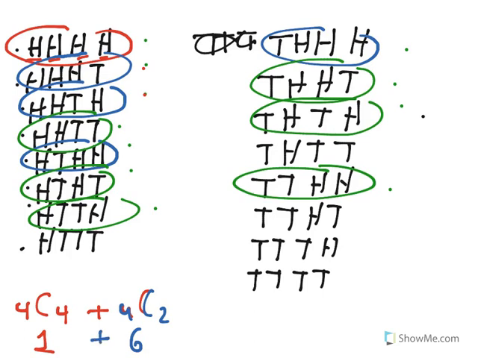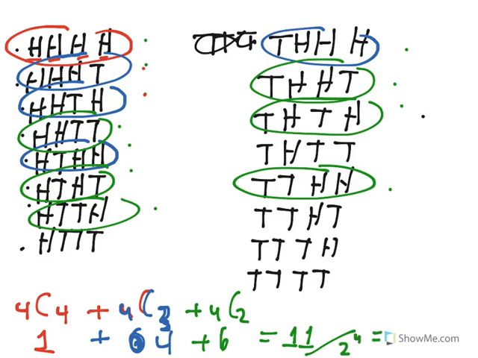Oh, sorry, I should have said 4C3. 3 heads and a tail, which is 4. And then finally, 4C2, which equals 6. And those 3 things add up to 11. And in the denominator, we put 2 to the 4th power. So this gives us a nice way to do it. By the way, I could also count the tails instead of the heads. So I could say 4C0 plus 4C1 plus 4C2.